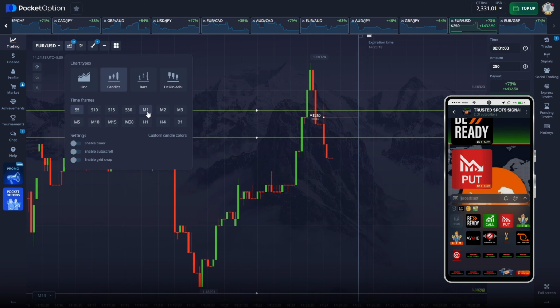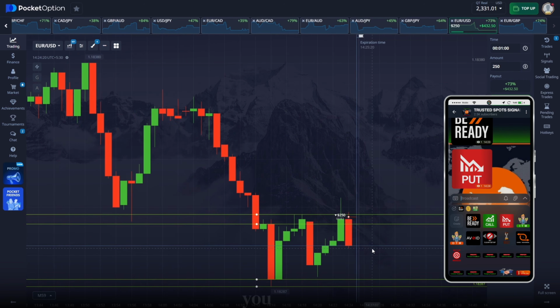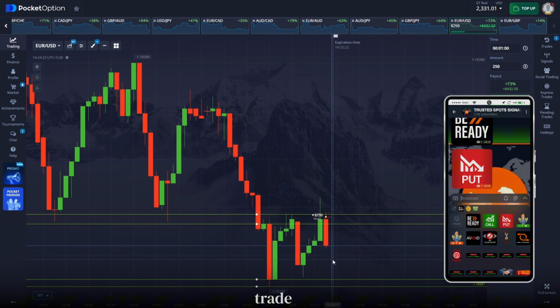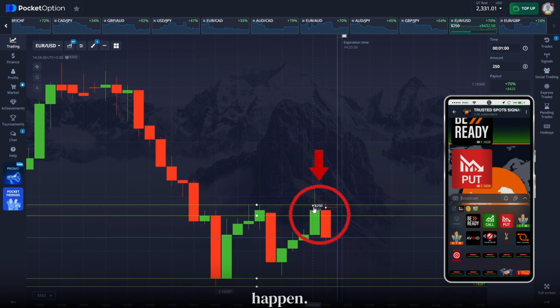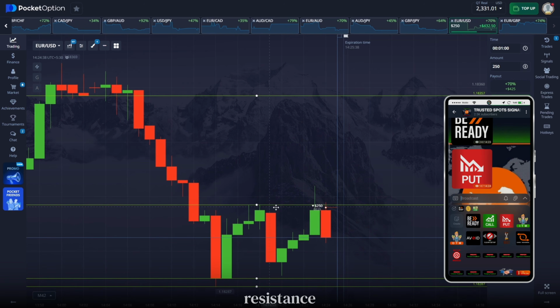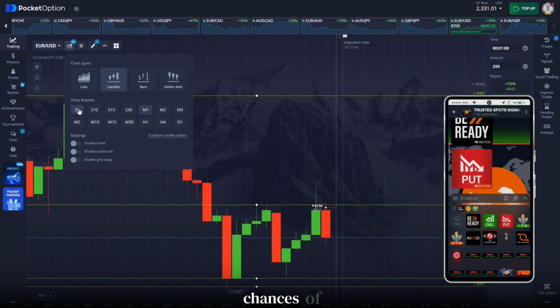Now let's understand the strategy behind it. As I told you, I will only place the trade if price, after getting the rejection, closes the 1 minute candle inside the zone without breaking it. You can see the same thing happened. This 1 minute candle tried to break. This is the rejection. After the rejection, the candle closes below this resistance level, which means there is no breakout and chances of reversal are high.